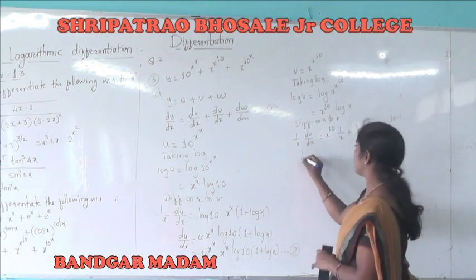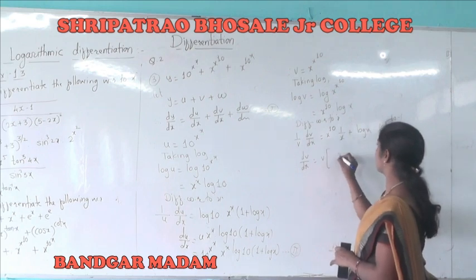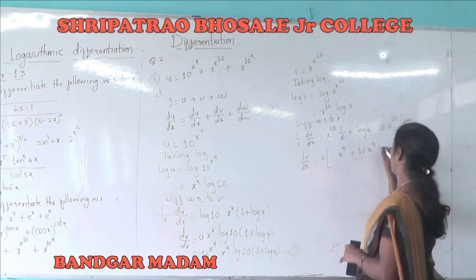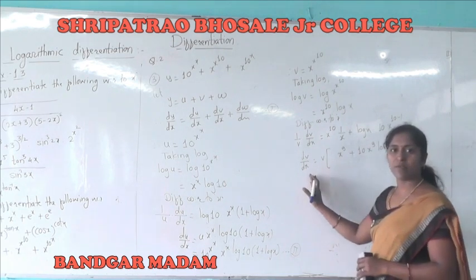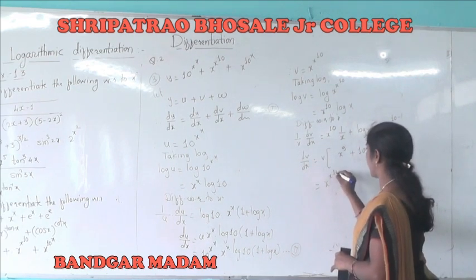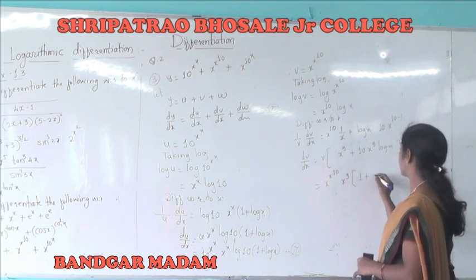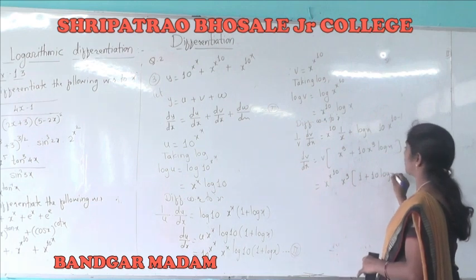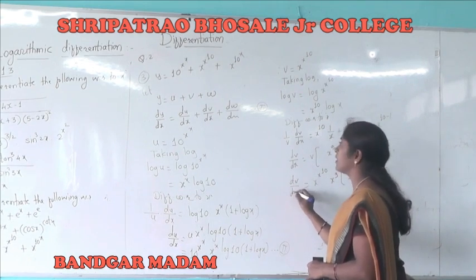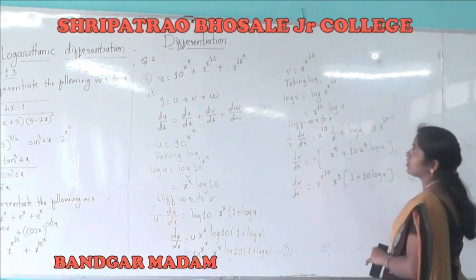So dv by dx is equal to v will be multiplicand, 1 times x cancels, x raised to 9, plus 10 into x raised to 9 log x. Now x raised to 9 will be common and we get v. v is x raised to 10, x raised to 9 in bracket 1 plus 10 into log x. Now this is our dv by dx. Call this equation third. So second equation, this one is third.